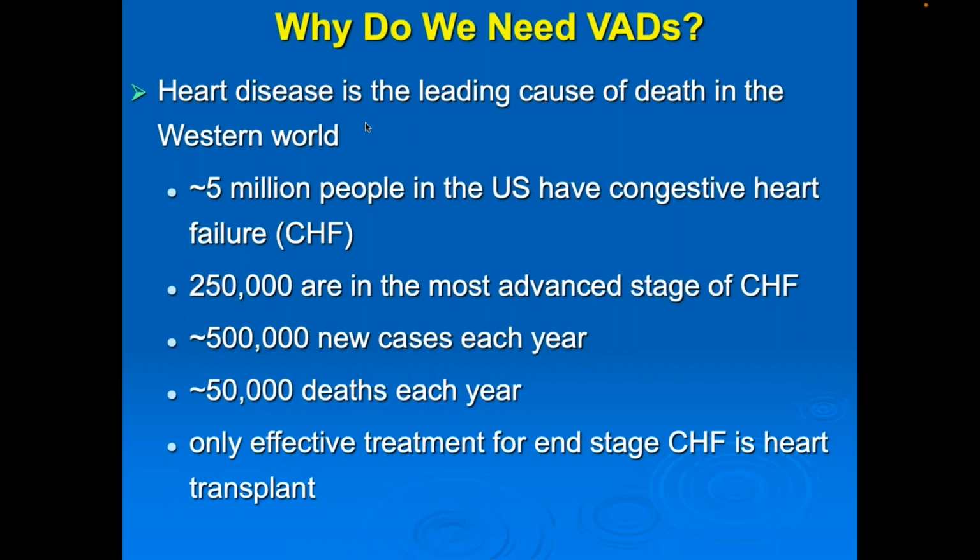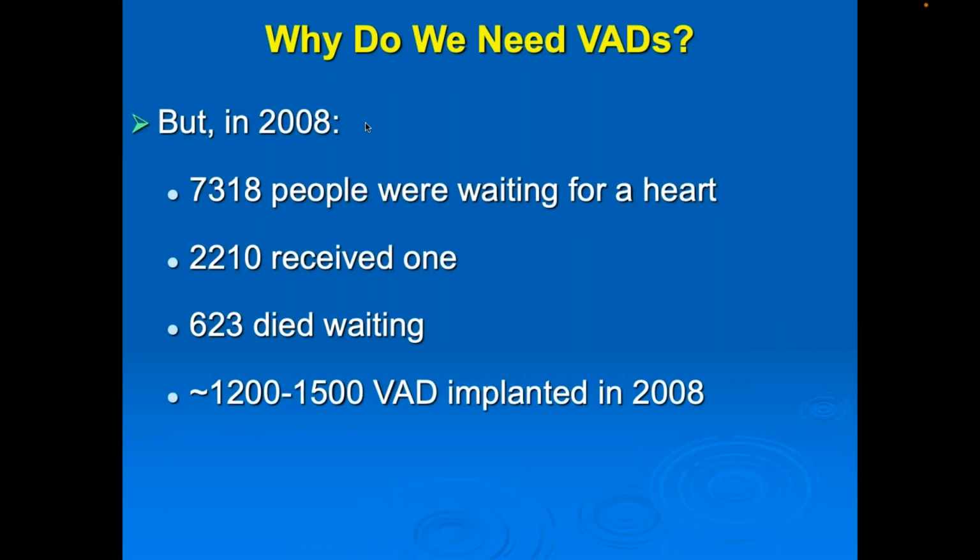The only effective treatment for end-stage congestive heart failure is a heart transplant. As we know, hearts are not readily available all the time. Therefore, patients are put on a waiting list and have a ventricular assist device to help support the body. In 2008, there were 7,318 people waiting for a heart. Only 2,210 received one, and 623 patients died while waiting. There were an average of 1,200 to 1,500 ventricular assist devices implanted in 2008.